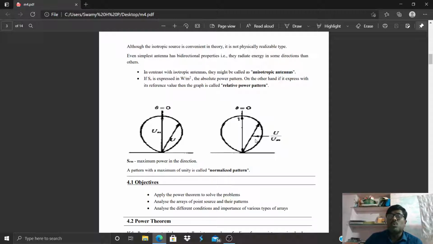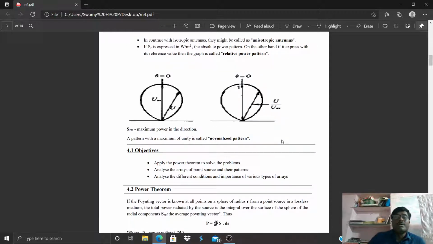So if you want to calculate the power using the relative power pattern, you take the radiation intensity U at this point divided by its maximum value. U is the radiation intensity at this point, and UM is the maximum value of radiation intensity. So radiation intensity divided by its maximum value gives you the relative power pattern.